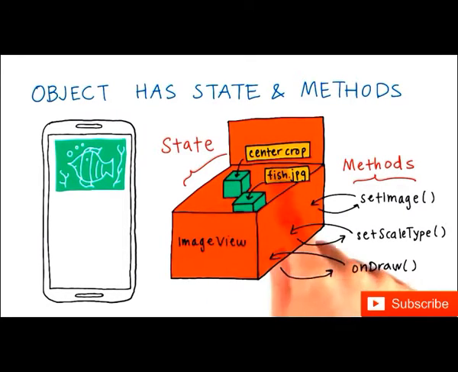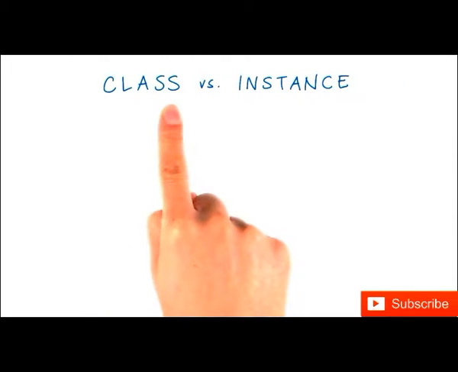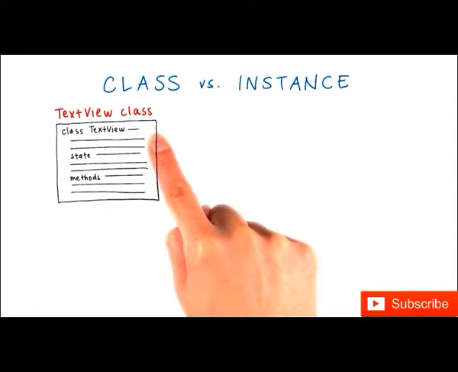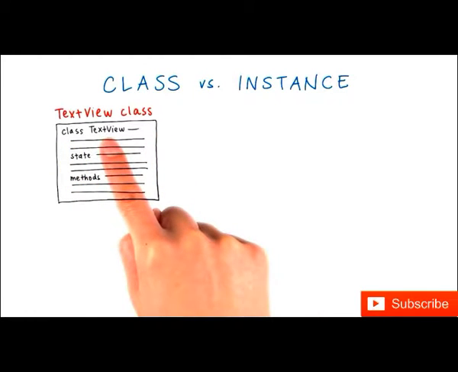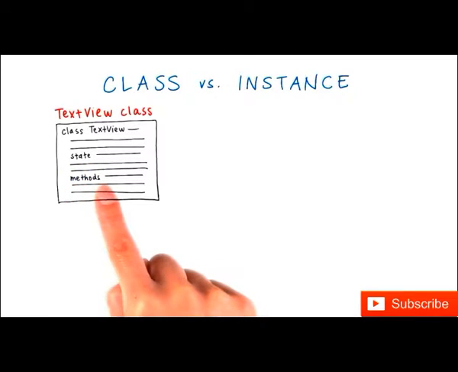So how do we know what all the fields are inside the state of an image view and what all the methods are of this image view? To answer that question, we have to look at the class definition for that object. It's a file called textview.java, similar to how we define mainActivity.java. Inside this class textview file, we have a bunch of code that talks about the state of the text view as well as the methods.